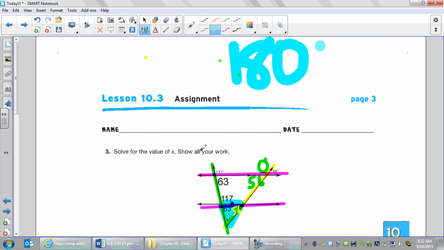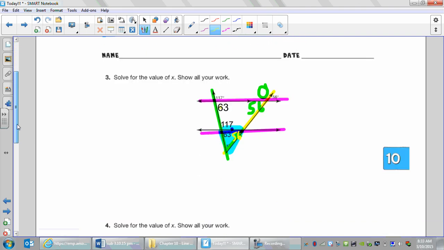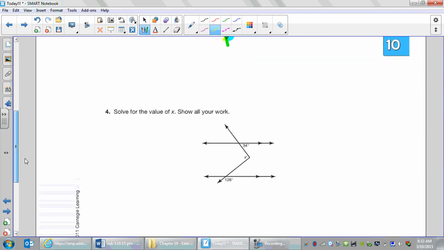So go ahead and solve for x. It says show all your work. I also want you to explain how you did it. So first I found corresponding angles, and I found the 63. And then I used vertical angles and corresponding angles, and I came up with a triangle. And then I did 180 minus 63 and 56 and got 61. So something like that. Let's make sure we show all our work.